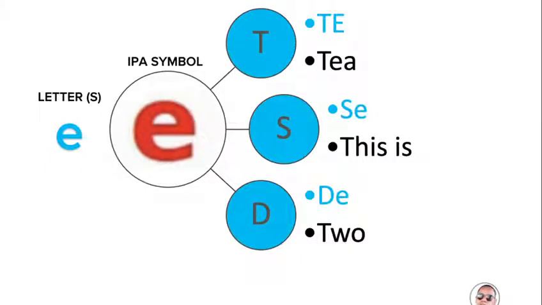Letter A, IPA sound A. T-A-T, which means tea. S-A-C, which means this is. C'est moi, this is me. D-A-D, which means two.